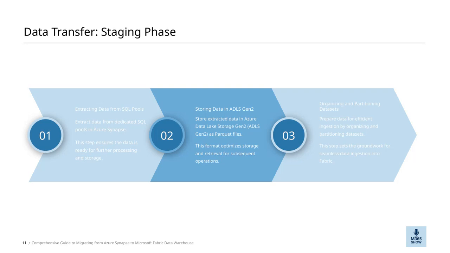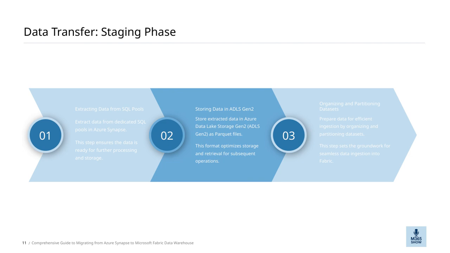Now, let's talk about the data transfer during the staging phase. This is a crucial step in our migration process. First, we extract data from dedicated SQL pools in Azure Synapse. This step is essential because it prepares the data for the next stages, ensuring it's ready for processing and storage.